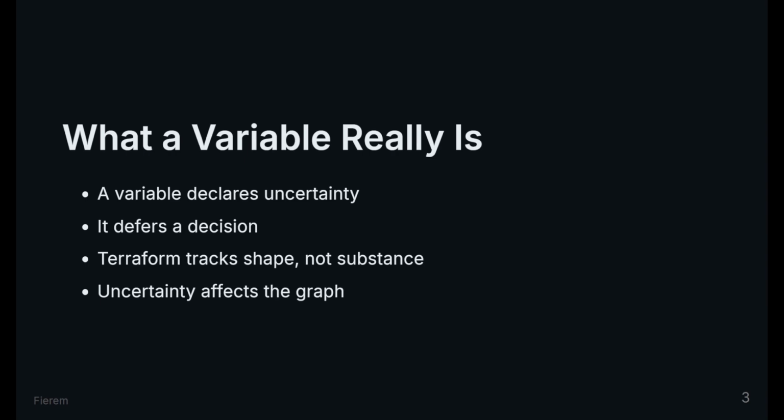A variable is not just a value, it is a declaration of uncertainty. It tells Terraform, I do not know this yet, or I expect someone else to decide this. That uncertainty affects planning, it affects validation, and it affects how meaning flows through the graph.